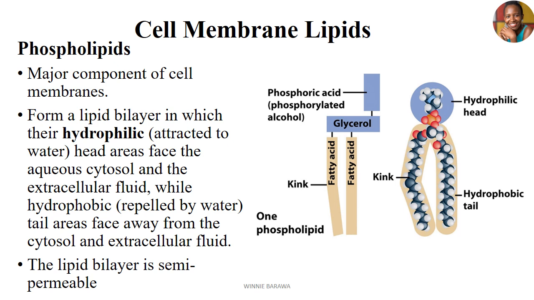Because it fears or repels water, it then faces away from the cytoplasm. It does not face the cytoplasm, the reason being, if it does so, it might cause some chemical reaction that can damage the cell membrane. So that's how the phospholipids are. They have a head and a tail, and the head is hydrophilic and the tail is hydrophobic. The phospholipids are the major components of the cell membrane. They give the cell membrane the bilayer characteristics that contribute to its semi-permeable state.